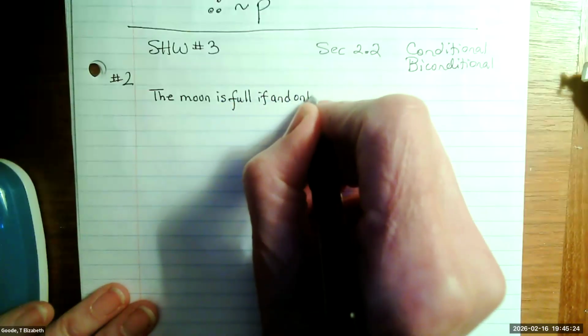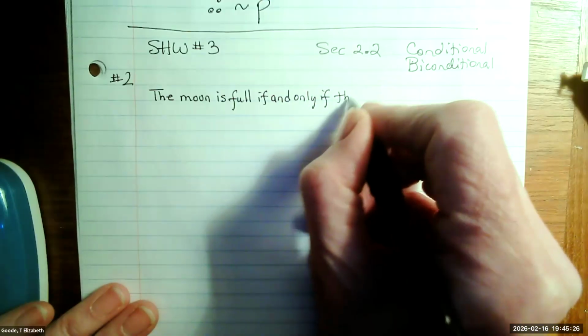Let's take a look at this. Let me give you a hint on how you can more easily do it. Let me stop sharing. All right. So this given biconditional says what? The moon is full if and only if the wolves howl at midnight.